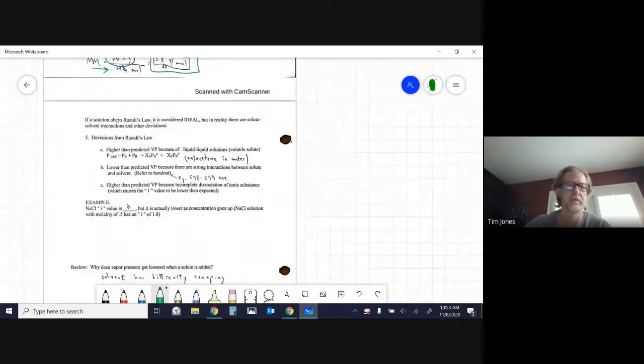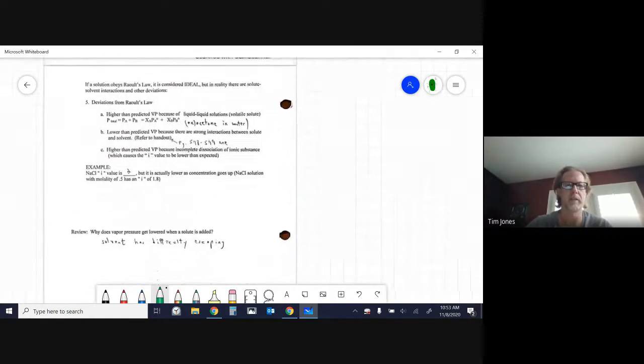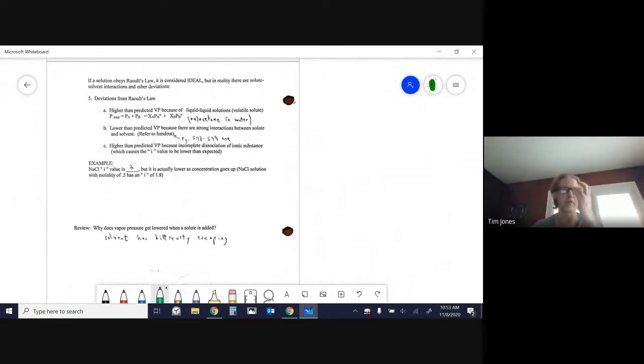Next, kind of like with ideal gases, you can have this concept of an ideal solution. And if a solution were to obey Raoult's law perfectly, it would be considered an ideal solution. But of course, things are never ideal. They're never perfect. Just like with the ideal gases, real gases are not quite ideal. And so here are 3 reasons that a solution will not be ideal.